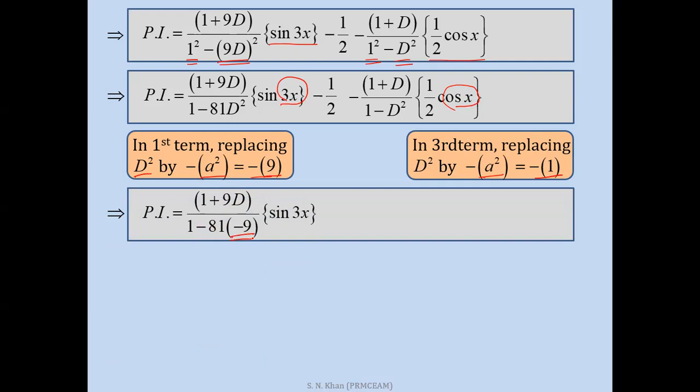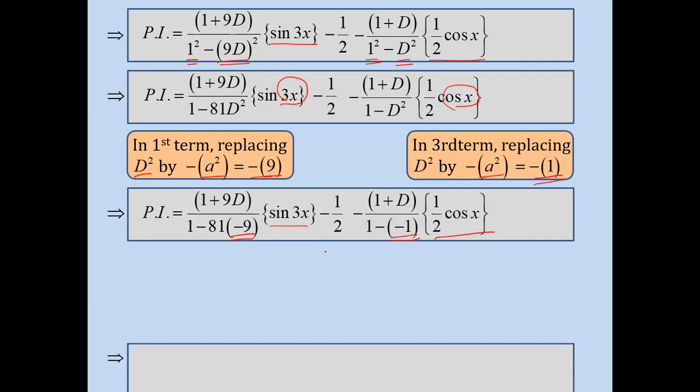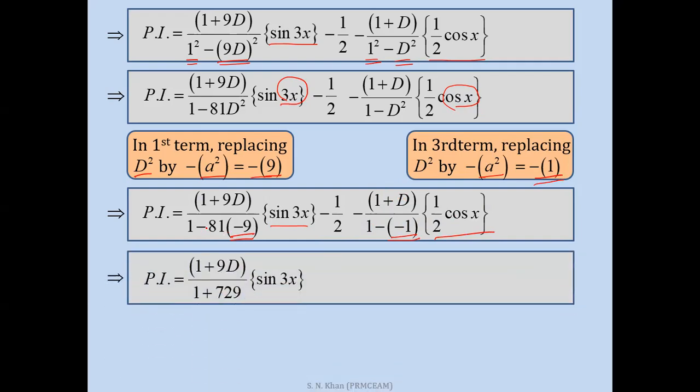d square की जगह पे आ गया -9. Function as it is. Second term minus 1 by 2 as it is. Third term minus 1 plus d upon 1 minus d square. तो अब ये d square की जगह पे आ गया -1. And function 1 by 2 cos x as it is. Now simplified. So multiply this.